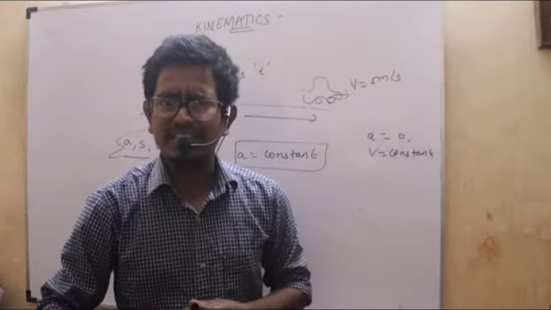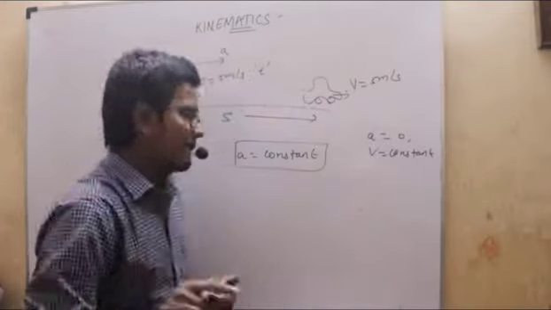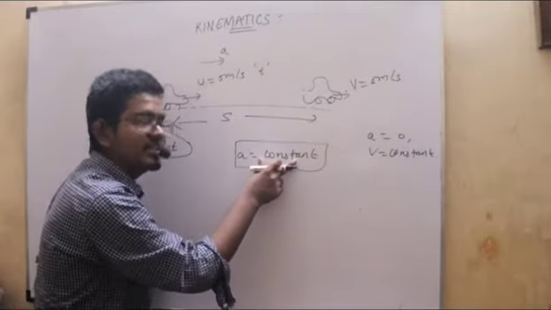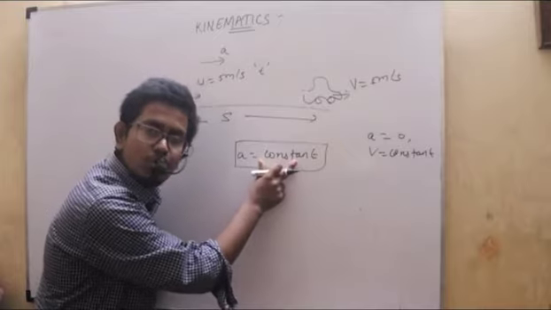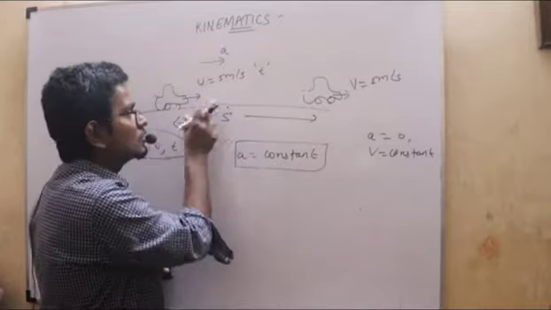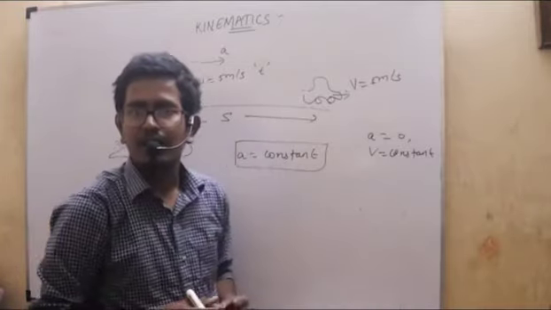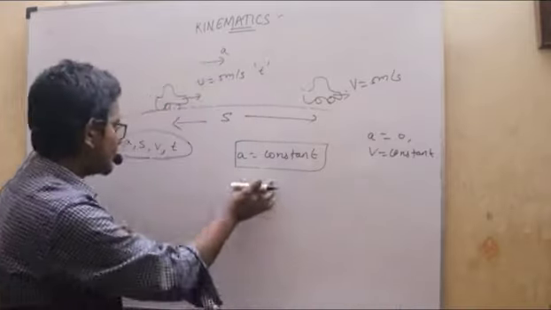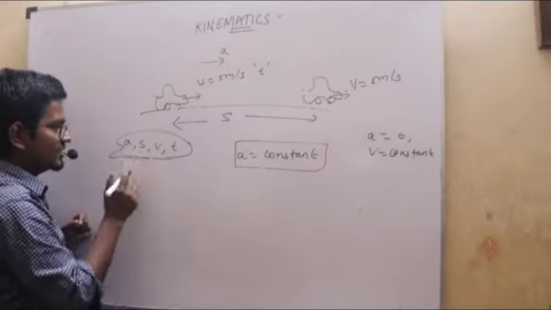Is that the variable acceleration or the same acceleration? I am considering my acceleration as the same. That is why I wrote here, I am considering acceleration is equal to constant. That means same acceleration throughout my travel. Right? Throughout my travel, it is going to be the same acceleration. So now acceleration is constant.